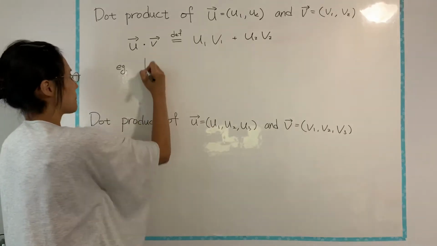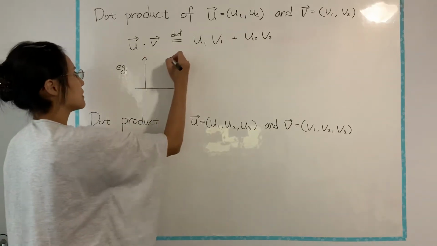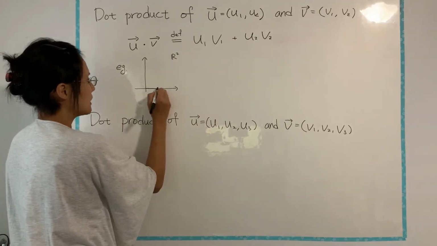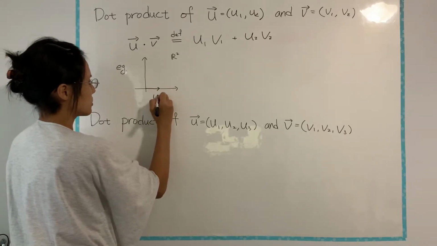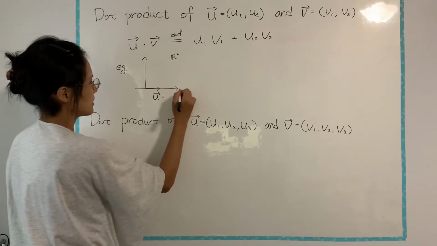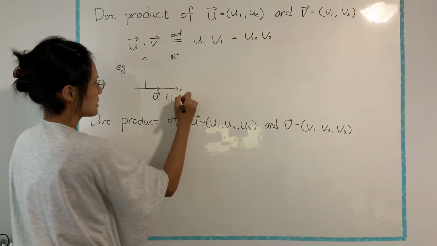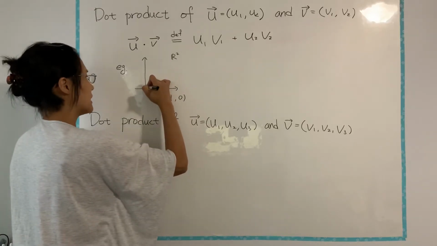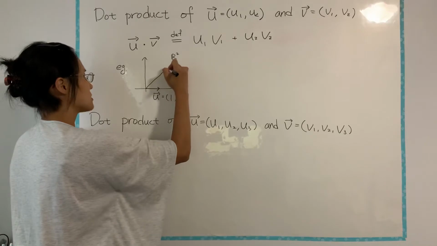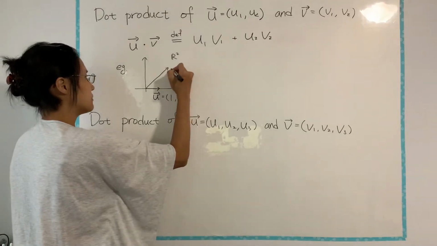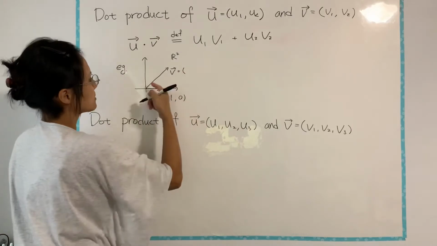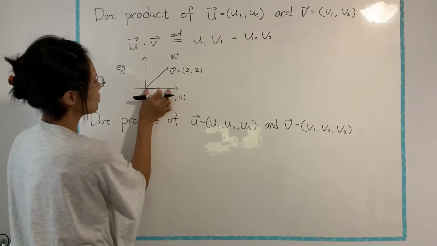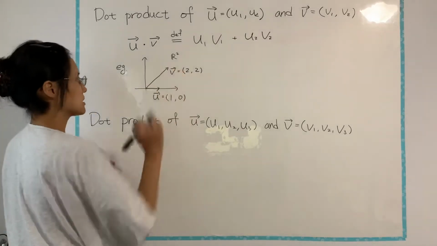Suppose on R2 I have a vector, a unit vector. So u is a vector, now it's 1 in the x direction, 0 in the y direction. And let's say I have another vector. Let's make it longer. So I have vector v is 2, 2. Two units in the x direction and 2 units in the y direction.